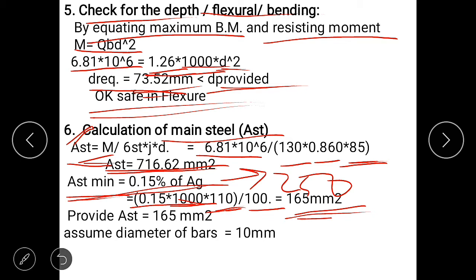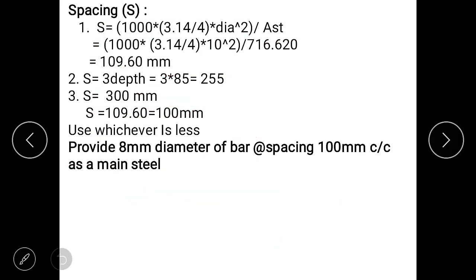From AST main and AST minimum, which is greater? 716.62 is greater, so we provide 716.62 mm. Assume the diameter of bar is 10 mm. So now for this we have to find spacing. Spacing means for this main bar, we have to find the distance between these two bars.